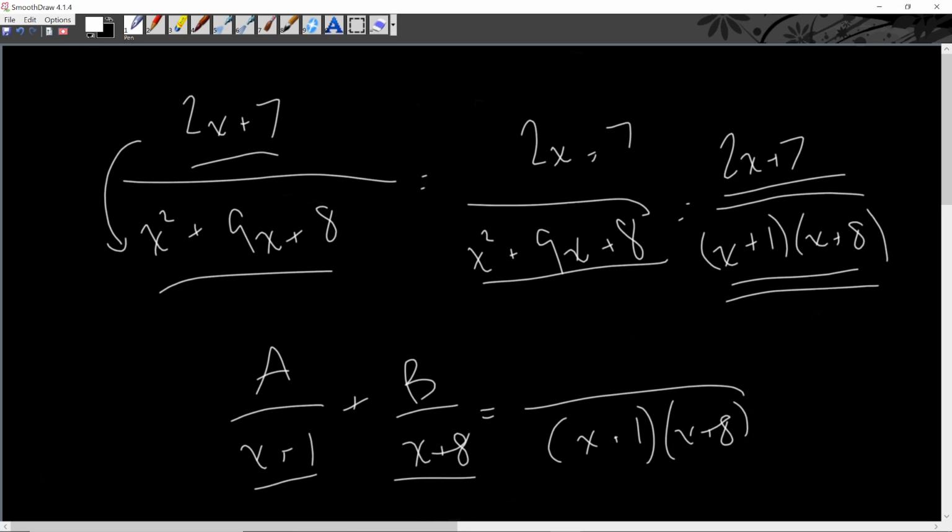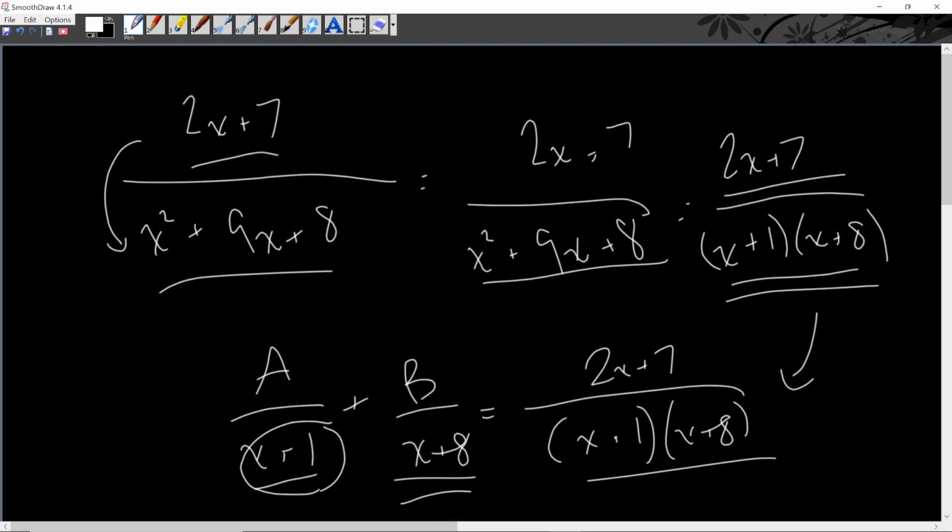Remember, when you do fraction addition, you have to have a common denominator. So once we have that common denominator, we should just get 2x plus 7 over x plus 1 times x plus 8, which is what we want. We need to split this into two fractions so that these will be easier to integrate. And now from here, let's do this real quick. We have a over x plus 1 plus b over x plus 8.